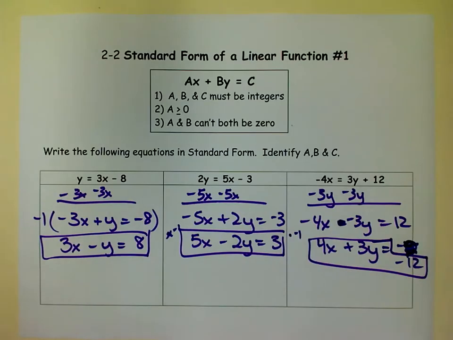But it's that simple. Just remember, we'll go up a step in the next one. We'll have some fractions. But it's that simple. You need to get the x and the y on the left side. Make sure they're integers, the coefficients and the constant. Make sure A is positive. And you should do just fine.